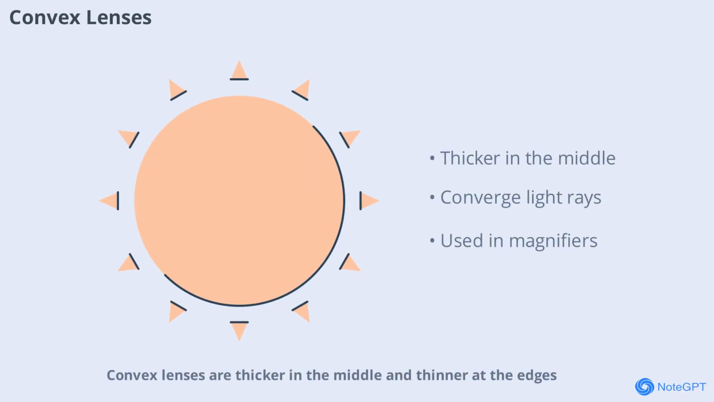Convex lenses are thicker in the middle and thinner at the edges. They converge parallel rays of light to a point called the focus. These lenses are used in magnifying glasses, cameras, and the human eye. The way they bend light allows us to see small objects more clearly and focus images onto screens or film.